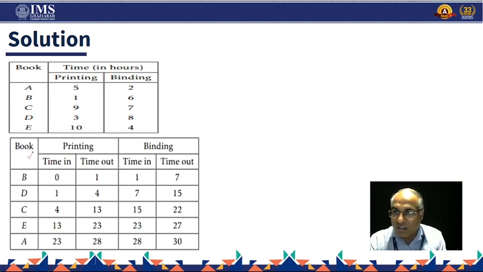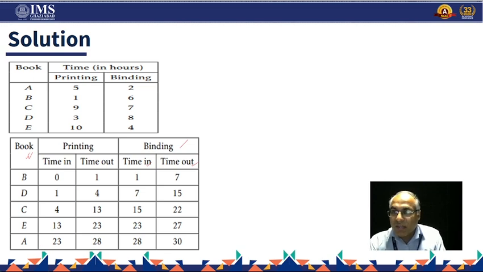We have to write this job, and then printing time in, time out. In time and out time we have to maintain. So machine name, and in time and out time, and machine name, binding, and then in time and out time. This is the structure of the problem. The order we will write here: B, D, C, E, A.